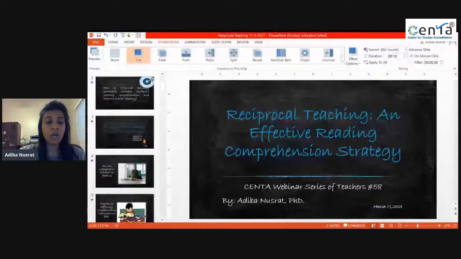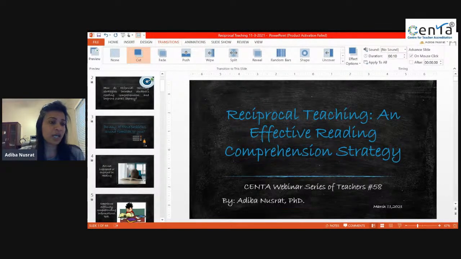But what is special about reciprocal teaching is that it is an amalgamation of many different strategies. It is a combination of many different strategies which as a whole leads to reciprocal teaching, a research-proven strategy that has brought some dramatic changes in improving reading comprehension.